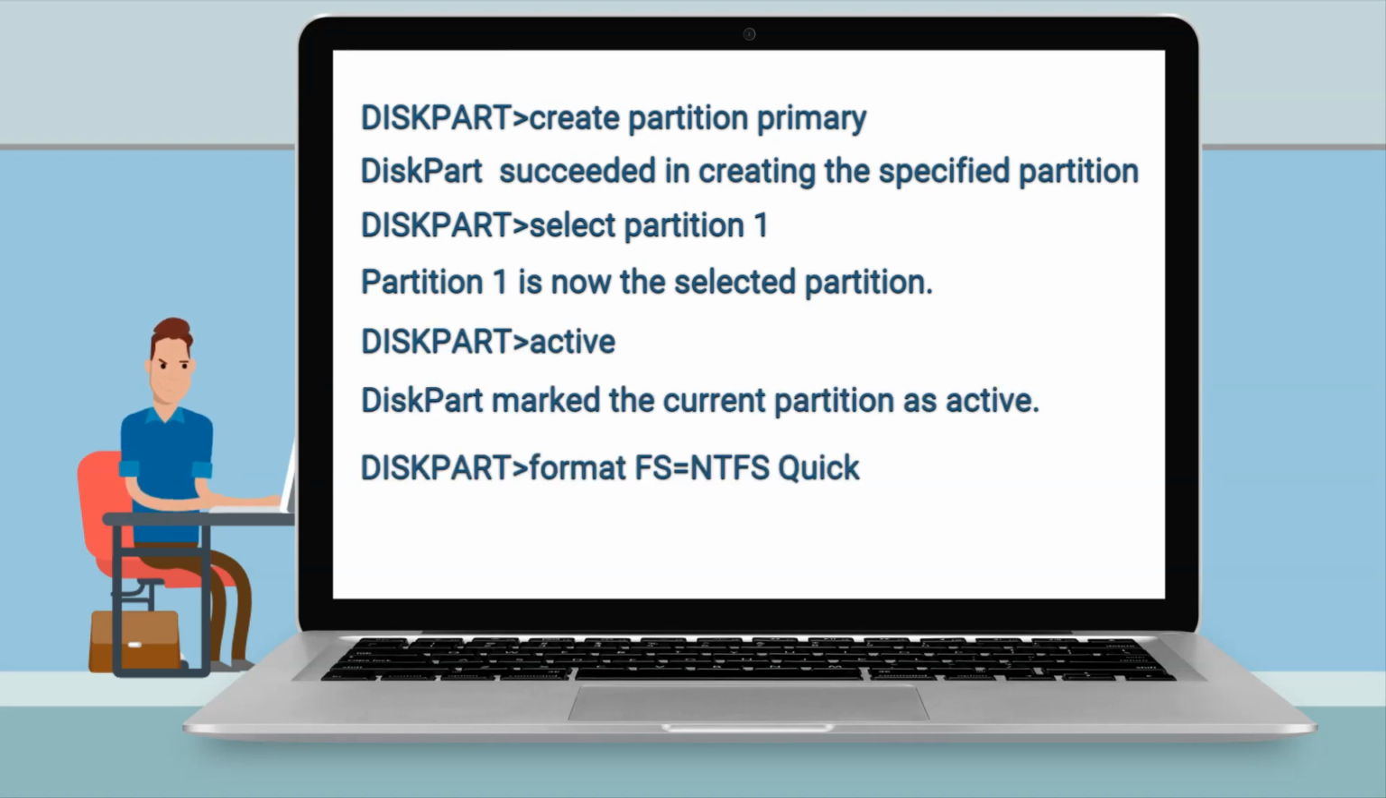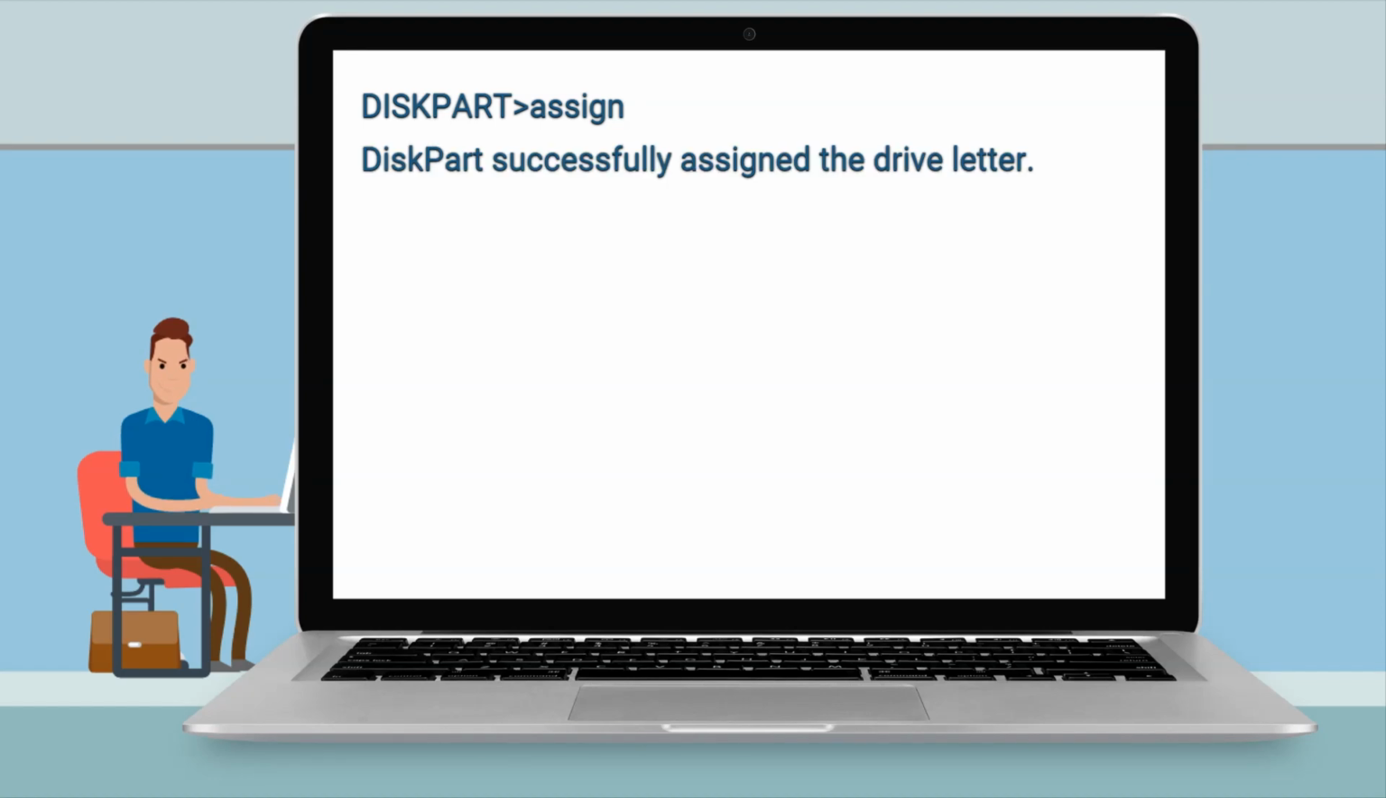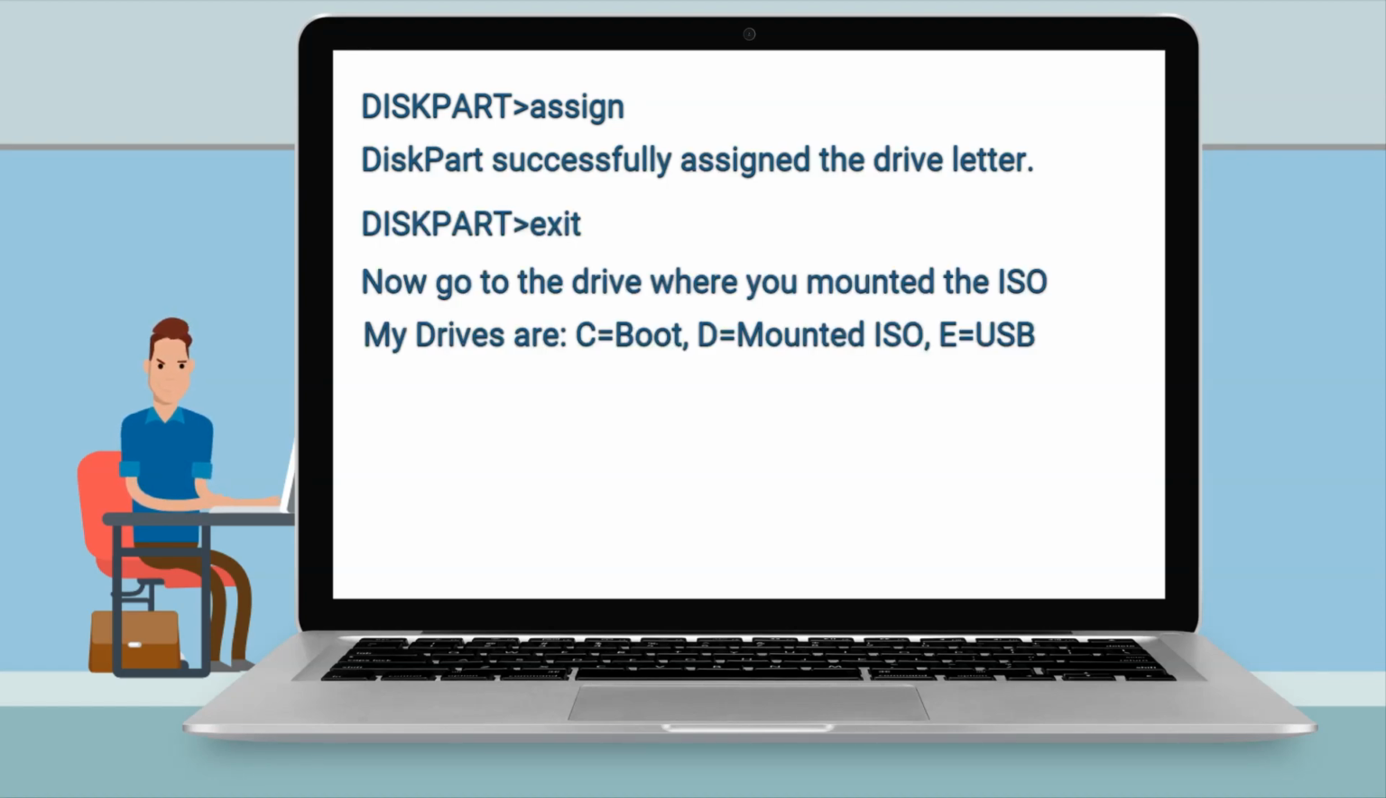From there, you're going to format with the FS NTFS quick command, which should format it fairly quickly. Then you'll assign a drive letter and exit out of the Diskpart utility. Make note of the mounted drive versus the USB.